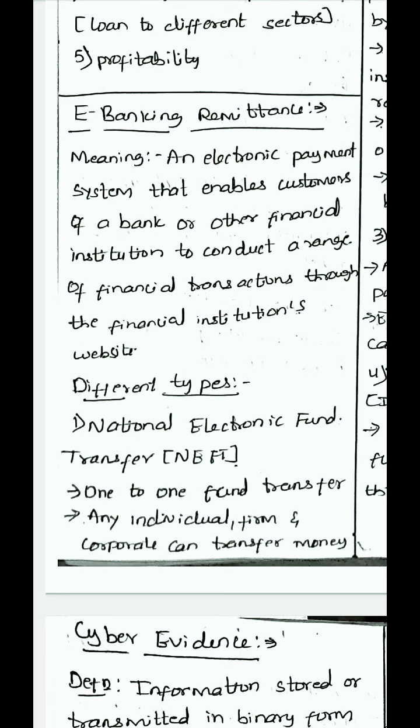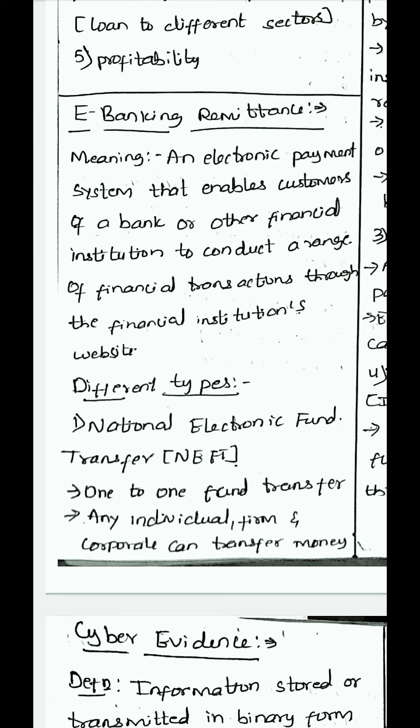It is an electronic payment system that enables customers of a bank or other financial institution to conduct a range of financial transactions through the financial institution's website. So it is nothing but an electronic payment system, e-banking, which enables bank customers to do transactions via the internet or online through the financial institution's website.